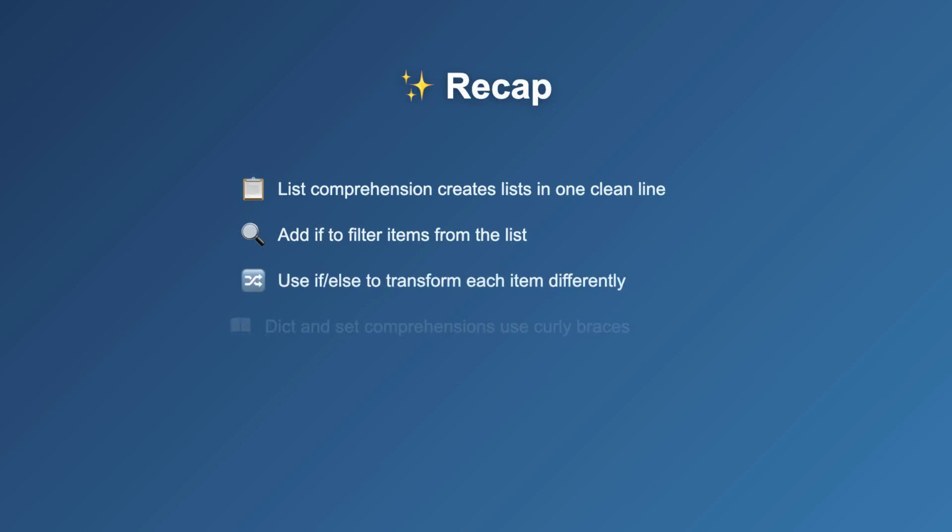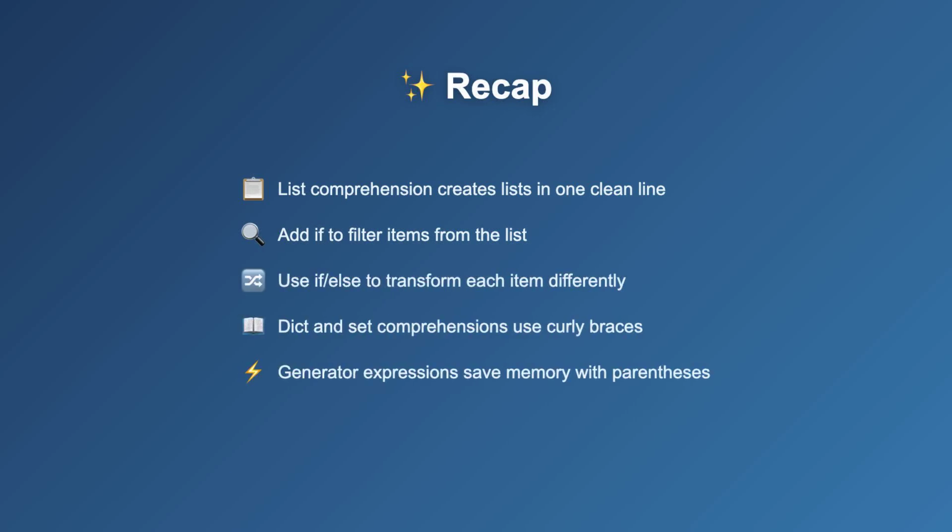Let us recap list comprehensions. Comprehensions create lists in one clean line. Dict, set, and generator use the same pattern. Add if to filter, if else to transform.